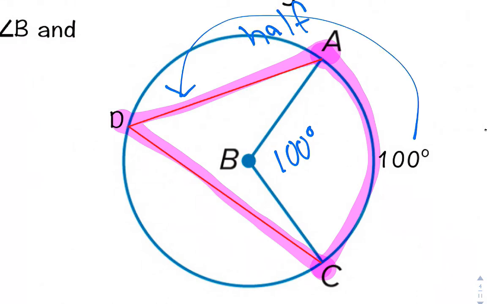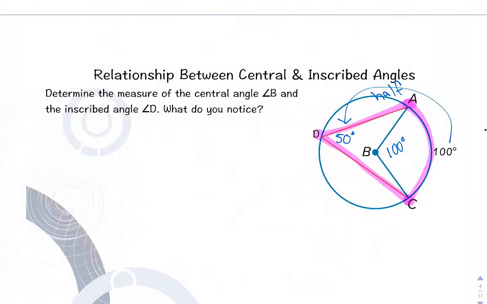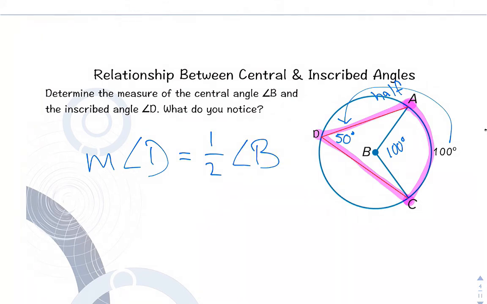Okay, so then our angle D would be 50 degrees. So then how do angle D and angle B relate to each other? Well, the measure of angle D is equal to 1/2 the measure of angle B. And that will always be the case. So the measure of the inscribed angle is always going to be half of the measure of that central angle, as long as they have the same intercepted arc. So as long as they're eating the same arc, well, then their measures are 1 to 2.